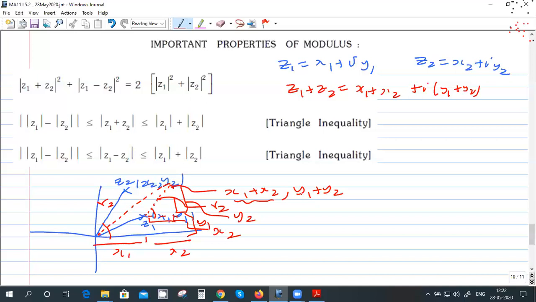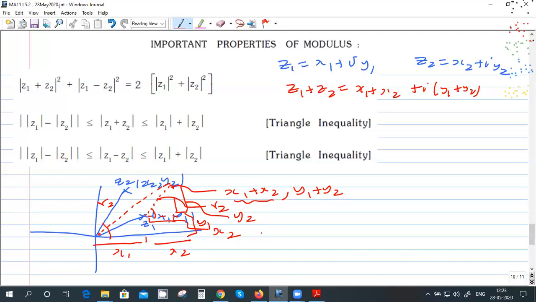So the complex number is represented by a point, and the line joining the origin to the point we can say is the representative of the complex number. If you have complex numbers z1 and z2, then z1 plus z2 is like adding vectors. So you'll get the location of z1 plus z2 using this idea. This is z1 plus z2.